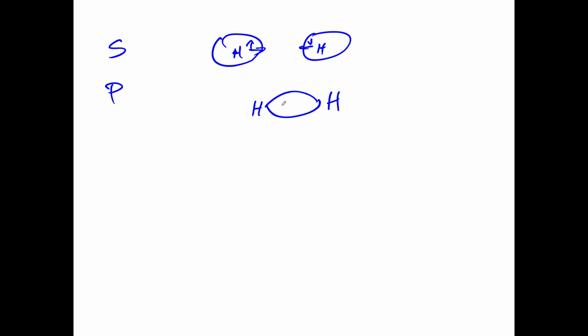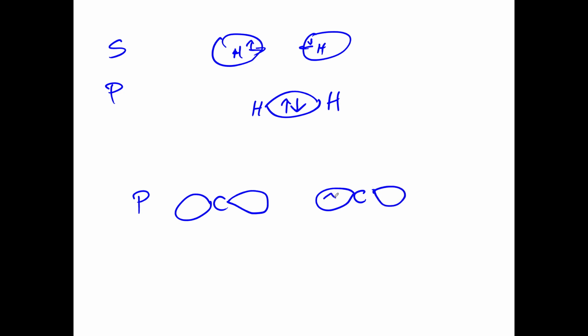And the two electrons are like this, and they form a bond, some energy is given off, and the molecule's happy. And we'll talk about how that works in a minute. For p orbitals, remember the p orbital, let's look at carbon. Just looking at this p orbital only, the electron has to be in this lobe and this lobe.